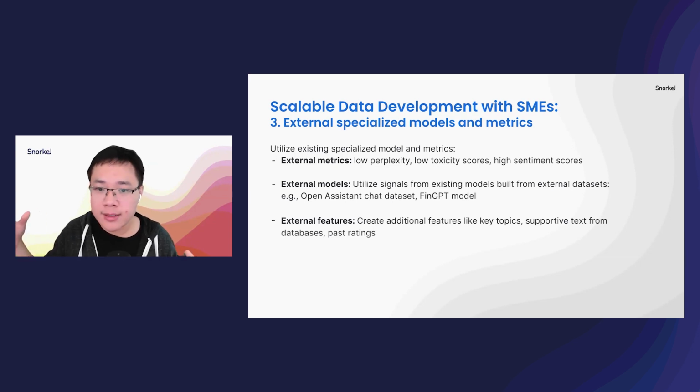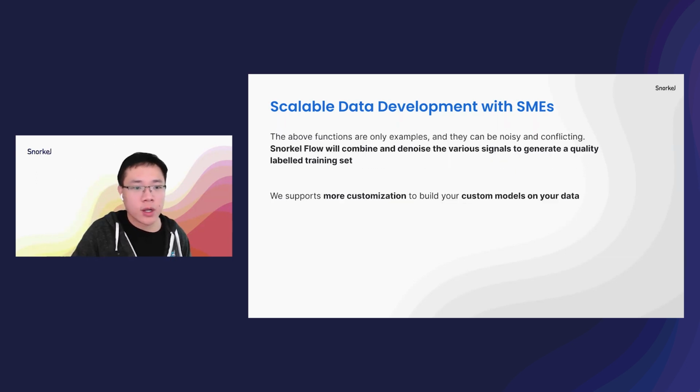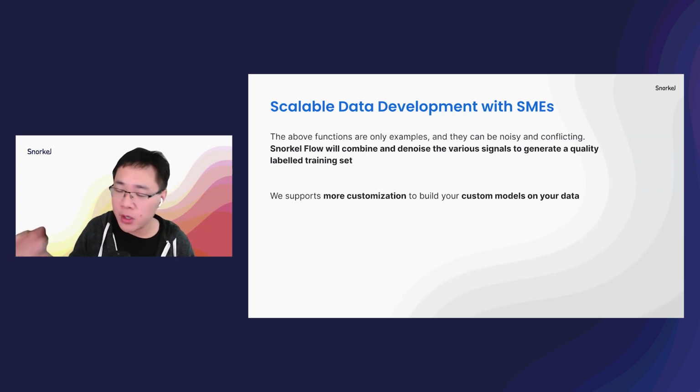For example, if you want some finance related models, you can use models like FinGPT. And you can use external features like key topics, anything else, everything is fair game. So both functions are only examples. They can be noisy, they can be conflicting. Snorkel Flow will combine and denoise those signals to generate a high quality training set.